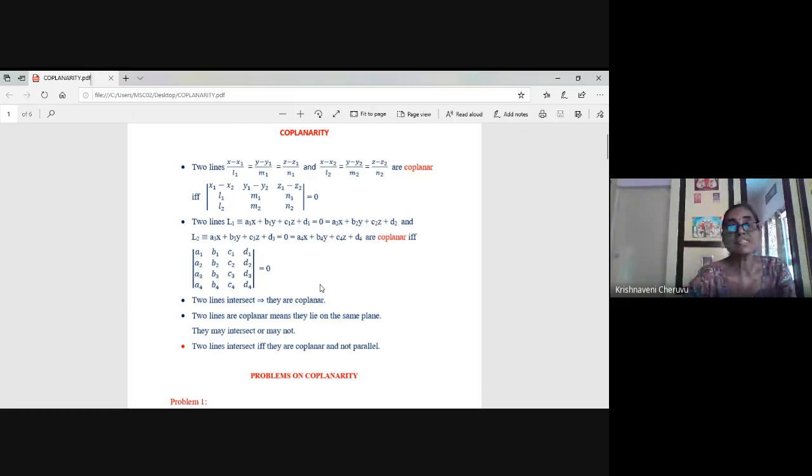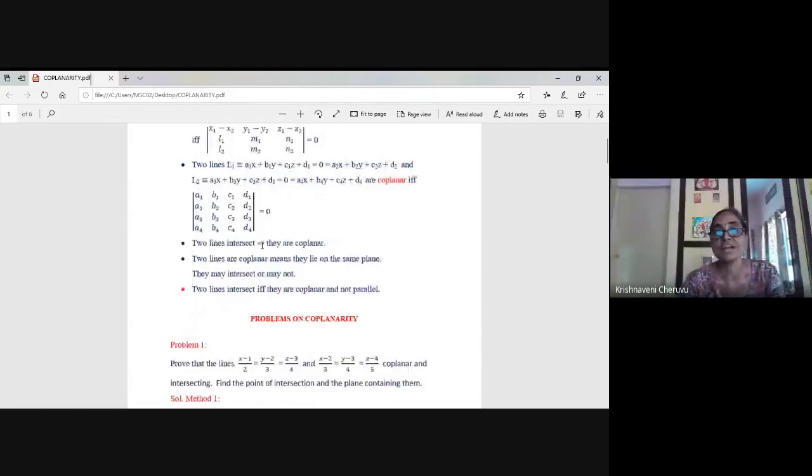Remember, girls, you will have problem models for the two varieties, both symmetric and both unsymmetric. And of course, in some problems, you will have one in symmetric form and the other in unsymmetric form. So make use of this formula to check whether the given two lines in unsymmetrical form are coplanar.